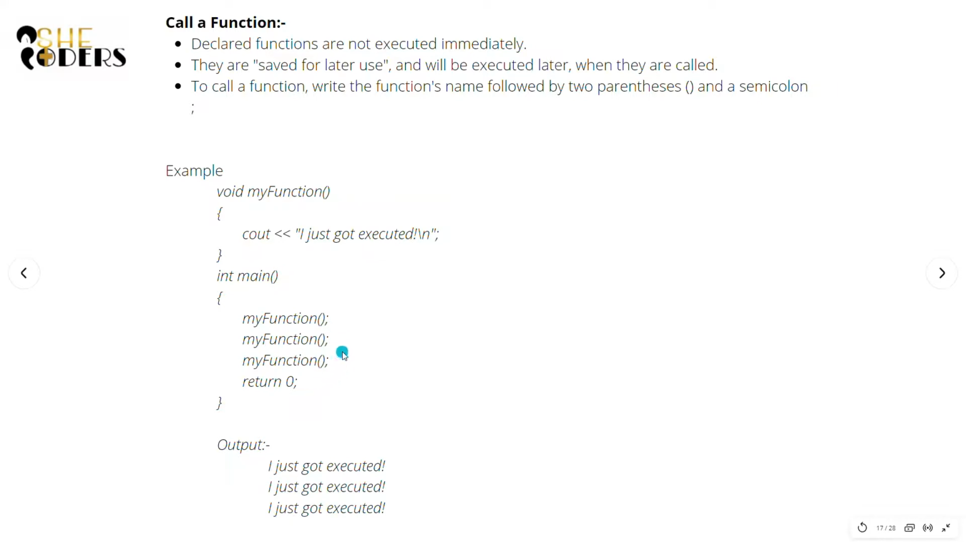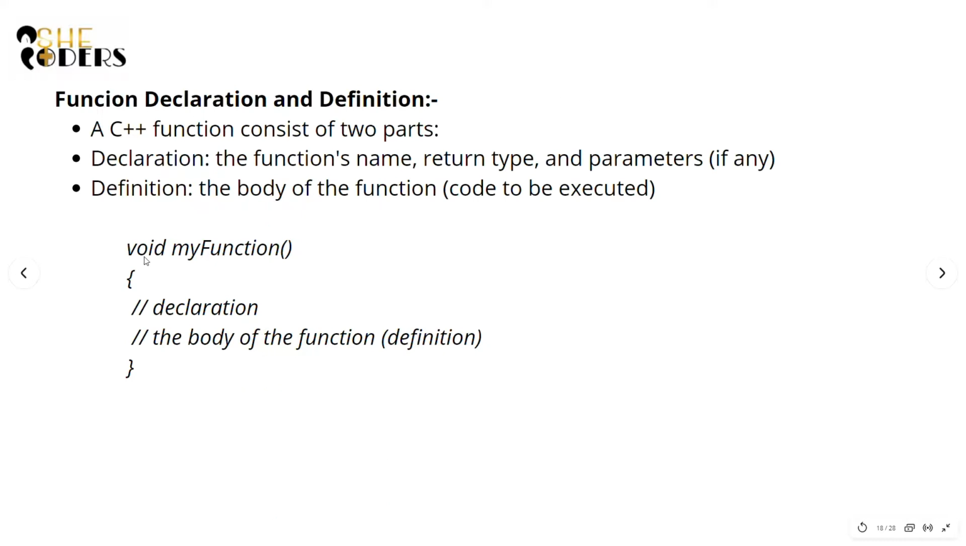It doesn't matter how many times you call the function, it only depends on you. Like, I want my function to get executed 3 times, so I have called it 3 times. And here the output "I just got executed" is showing 3 times. So it doesn't matter how many times you call the function. It depends on your need only.